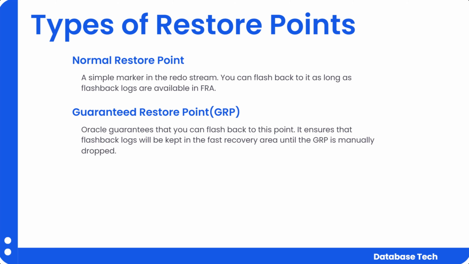Second one is guaranteed restore point. A guaranteed restore point is a restore point that ensures you can revert a database to a specific known good state, regardless of your flashback retention policy. Unlike a normal restore point, a guaranteed restore point is never automatically deleted and must be manually dropped. When you create a guaranteed restore point, the database retains all necessary flashback logs which are required to restore the database.